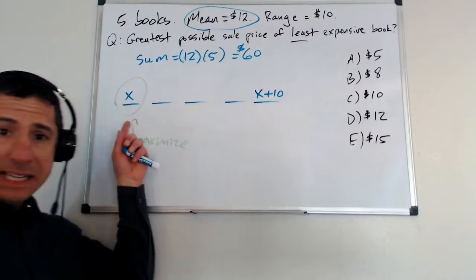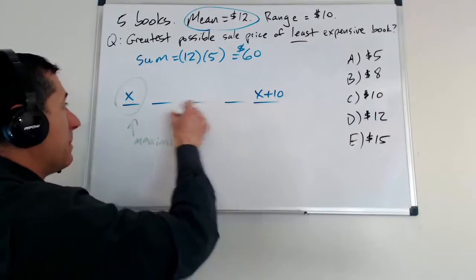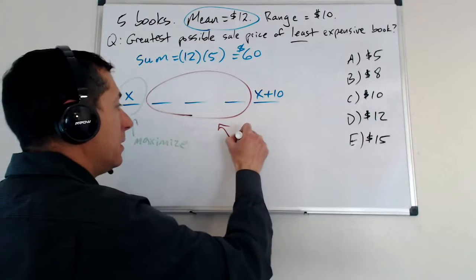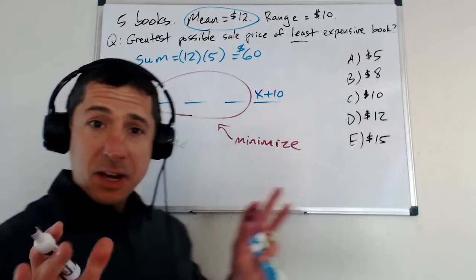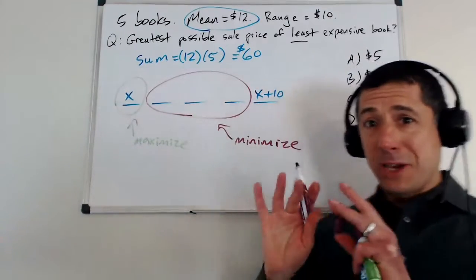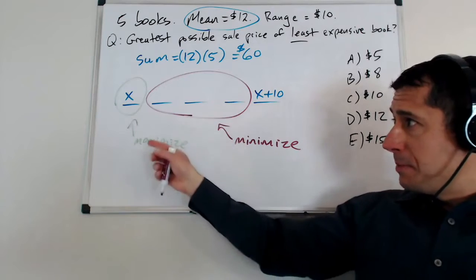So if I'm trying to maximize that smallest one, then what am I trying to do to the rest of these in the middle? I'm trying to minimize all of them. And again, nothing here about different prices. So they could all be the same, or 4 of them could be the same, certainly. So what's going to be the smallest these could be?